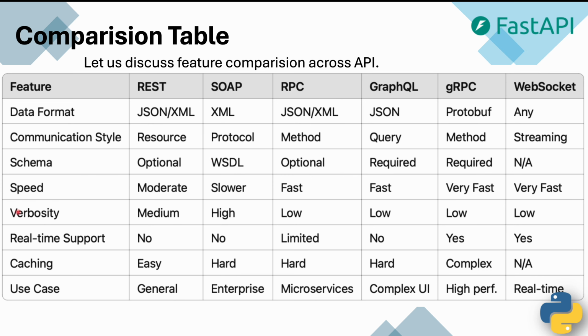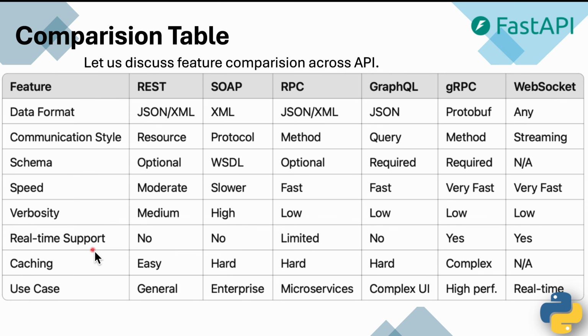It's very fast. Let us take the feature of verbosity. REST API has medium verbosity. SOAP API has very high verbosity due to its XML format. RPC API has low verbosity because it communicates only limited content. GraphQL API also has low verbosity, communicating only the necessary content. gRPC API has the same low verbosity. And finally, WebSocket API again has low verbosity.